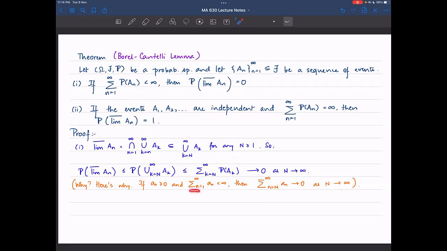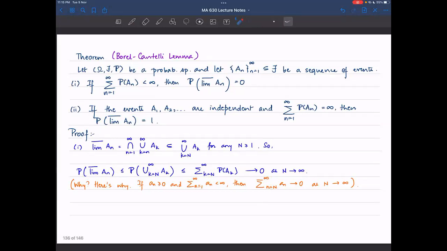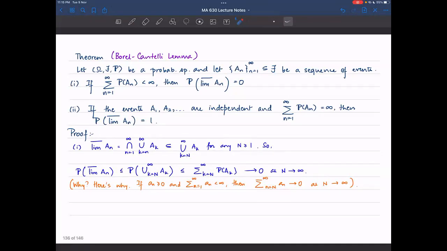Suppose I have the sum n going from 1 to infinity of an, and suppose that series is convergent. Remember, I'm taking an greater than or equal to 0. Then I can be sure that the sum of the tail vanishes. What do I mean by the sum of the tail? I take the sum of an starting from some point capital N all the way up to infinity. As capital N gets larger, this tail goes to 0. So you're familiar with this fact from convergence of series, and that's all that I've used here.